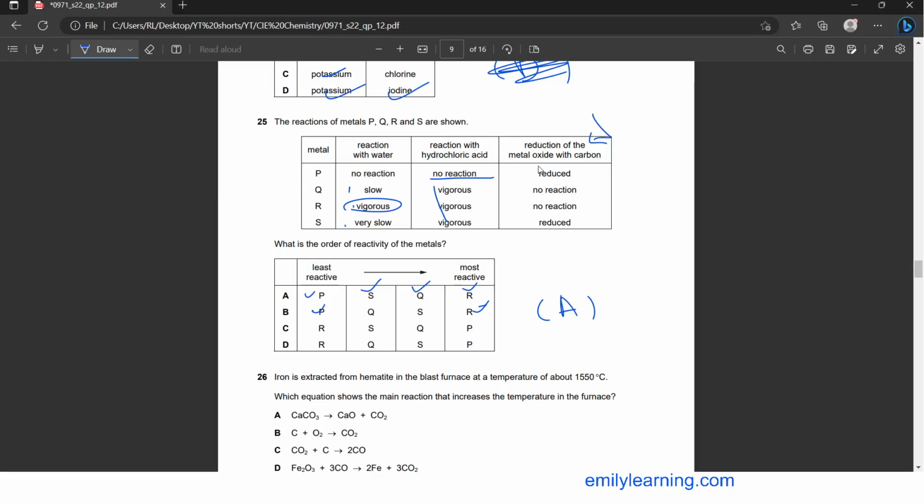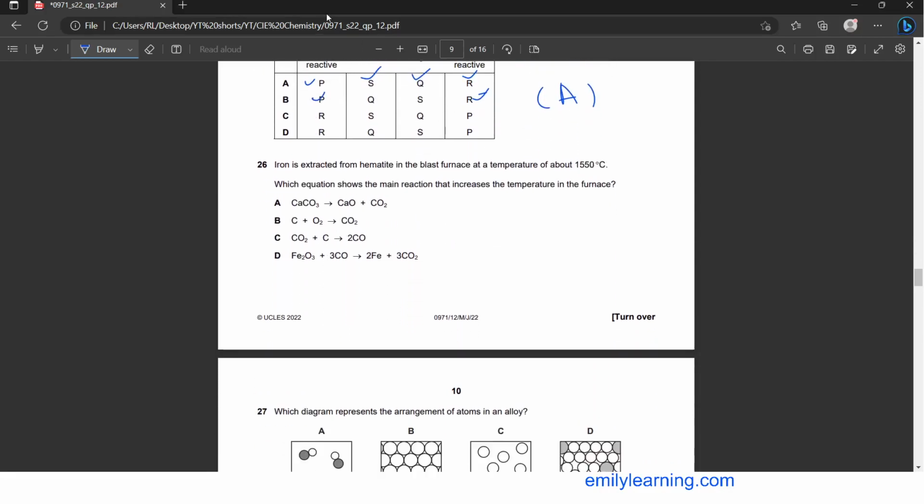So P, being the least reactive, will undergo reduction, followed by S, which is also the next least reactive. So the answer is A. Question 26 is basically asking you about the blast furnace.